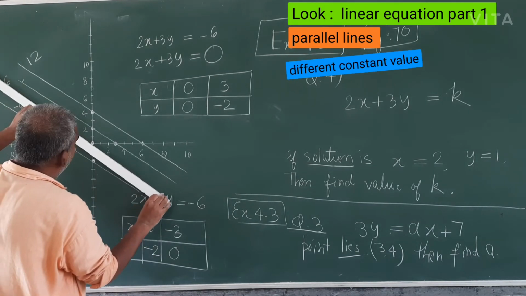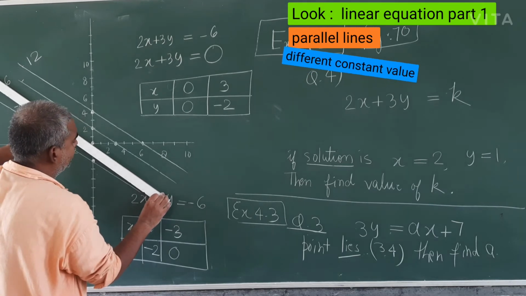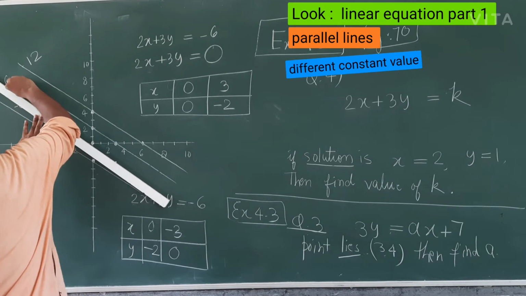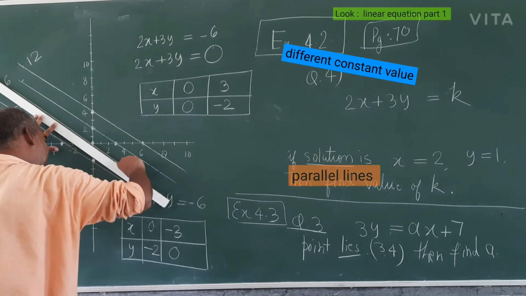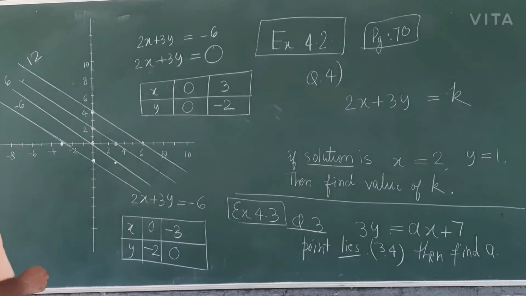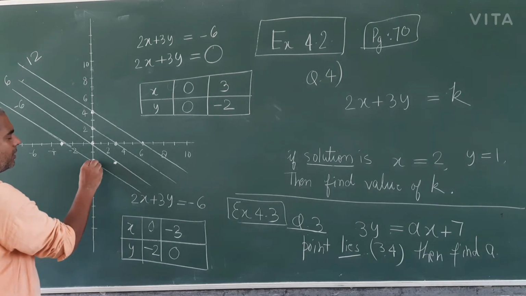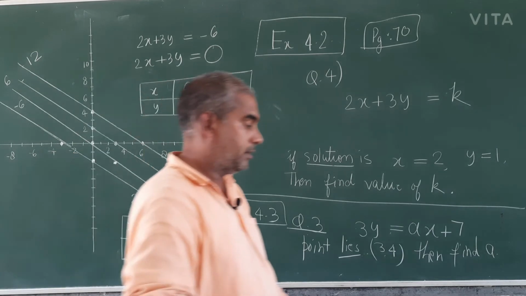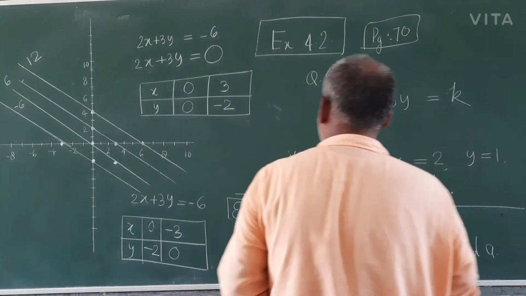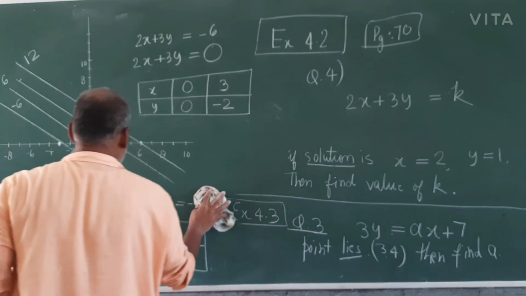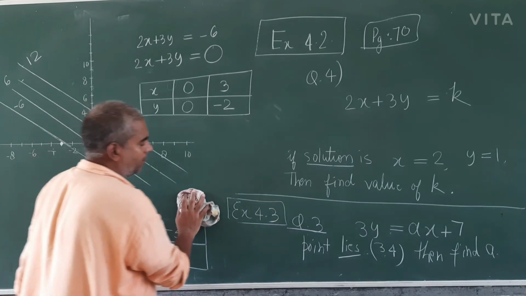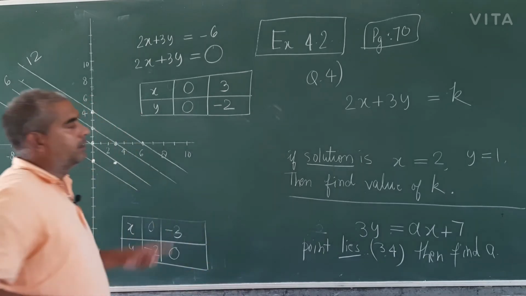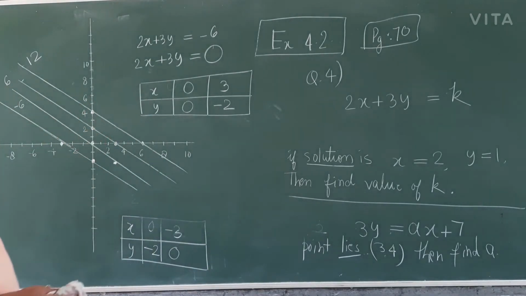When you join these points, this is the line. So I have drawn 4 lines. You can draw many lines because all these are parallel. If you change only k, write in your copy if you want to write.